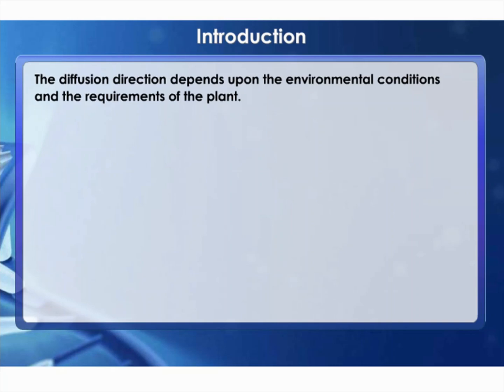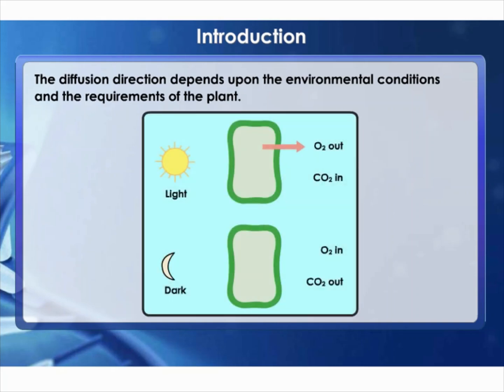At night, when there is no photosynthesis occurring, CO2 elimination is the major exchange activity going on. During the day, CO2 generated during respiration is used up for photosynthesis. Hence, there is no CO2 release. Instead, oxygen release is the major event at this time.